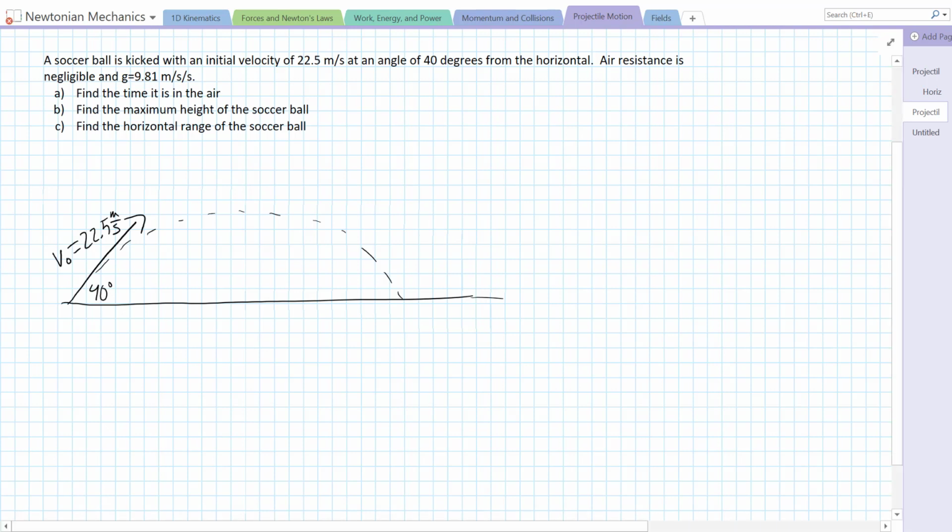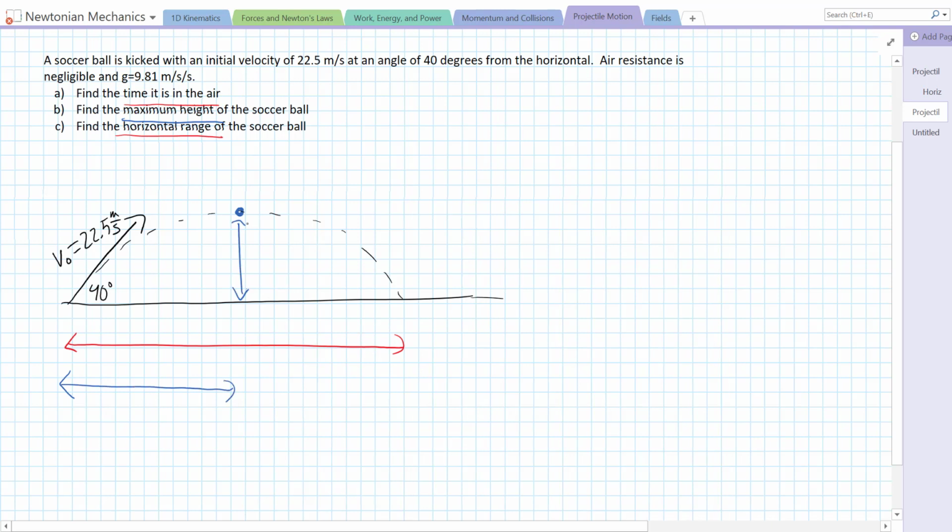So let's label our diagram. Now there are two important points here. In parts A and C, we need to find the time it's in the air and the horizontal range. So that's actually looking at the whole total motion. But in part B, we need to find the maximum height of the soccer ball. So we need to look at half of the motion in order to figure that out.